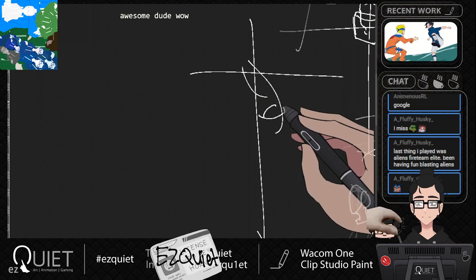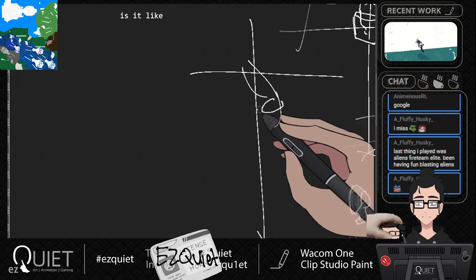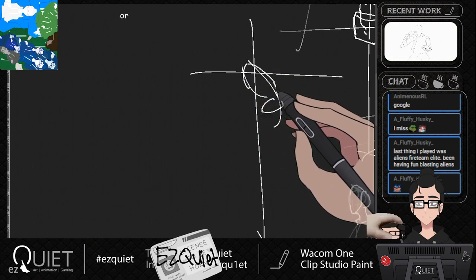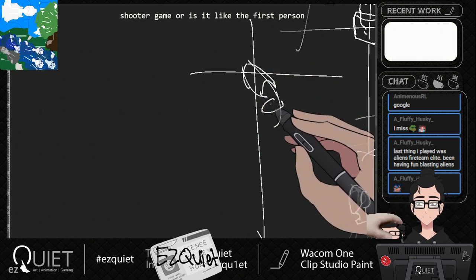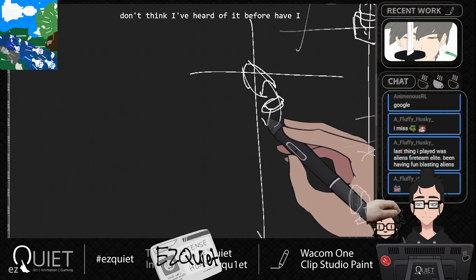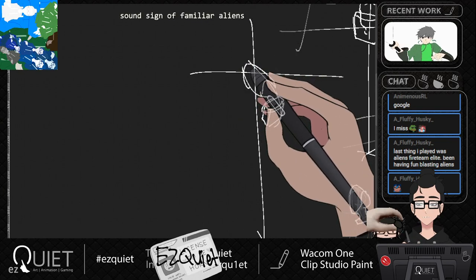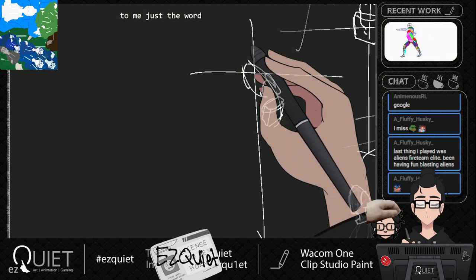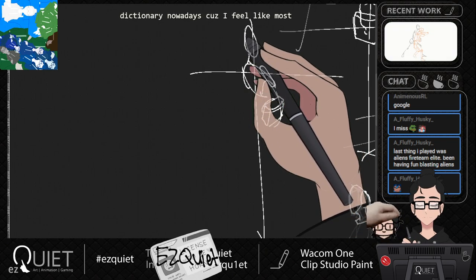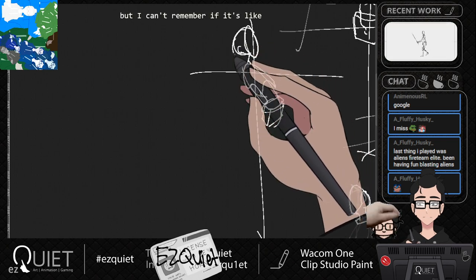Is it like a shooter game? Is it that three-quarter view shooter game, or is it like the first-person FPS type game? I don't think I've heard of it before. Have I? It sounds kind of familiar. Aliens sounds familiar to me, just the word alien, which is a pretty common term nowadays, because I feel like most games are about aliens. But I can't remember if I've actually heard of it before.